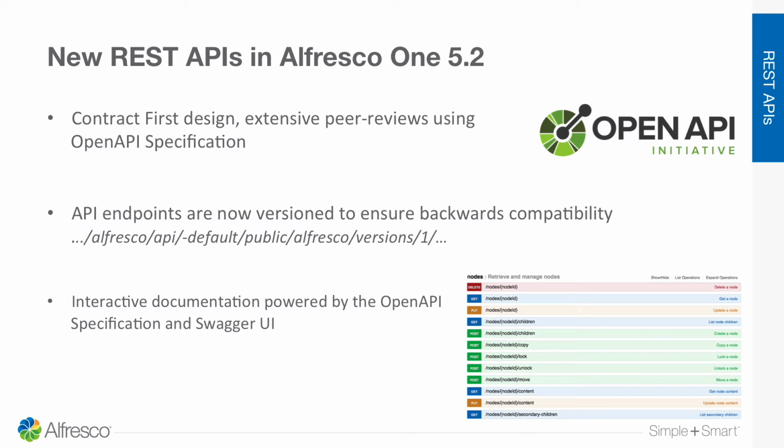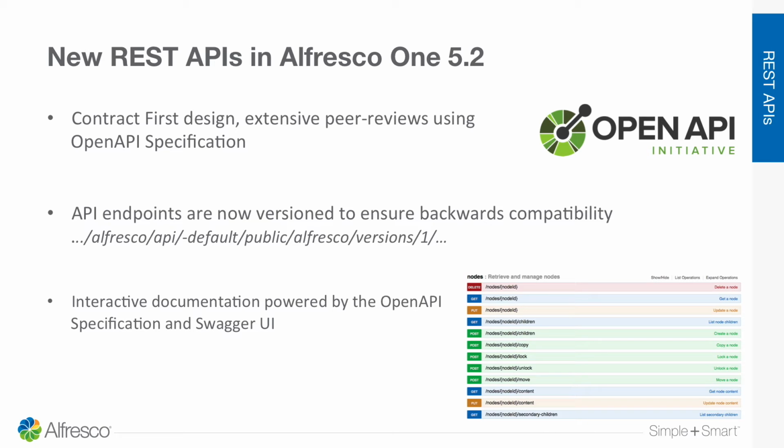Developing a good, fluent, and consistent REST API is not an easy thing to do. Some of the key elements we wanted to address were consistency, stability, backwards compatibility, which can be achieved through versioning, and documentation. Treating our REST APIs as a contract has forced us to think differently about designing and implementing them. We use the OpenAPI specification to design and describe our APIs, followed by intense peer review to make sure they are robust and consistent. The REST APIs are now versioned to ensure backwards compatibility.